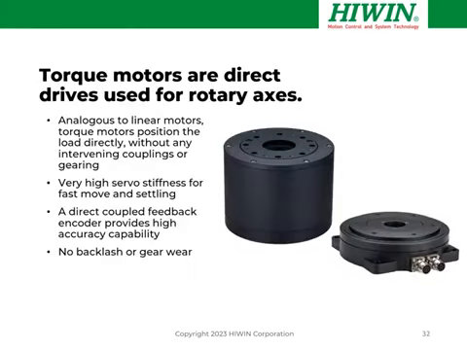What about rotation? We don't always need linear motion. Sometimes we need rotation. In this case, torque motors are often used. A torque motor is a type of direct drive. Often these are employed in rotary stages and rotary positioning tables, and analogous to linear motors, a torque motor positions the load directly without any intervening couplings or gearing, so it is a direct drive. This gives you very high servo stiffness, fast move and settle, and smooth scanning. You have a direct-coupled feedback encoder, so that provides high accuracy capability. You don't have any backlash or gear wear, so the system has very long life, and you get direct drive and direct measurement, which is the best possible combination.